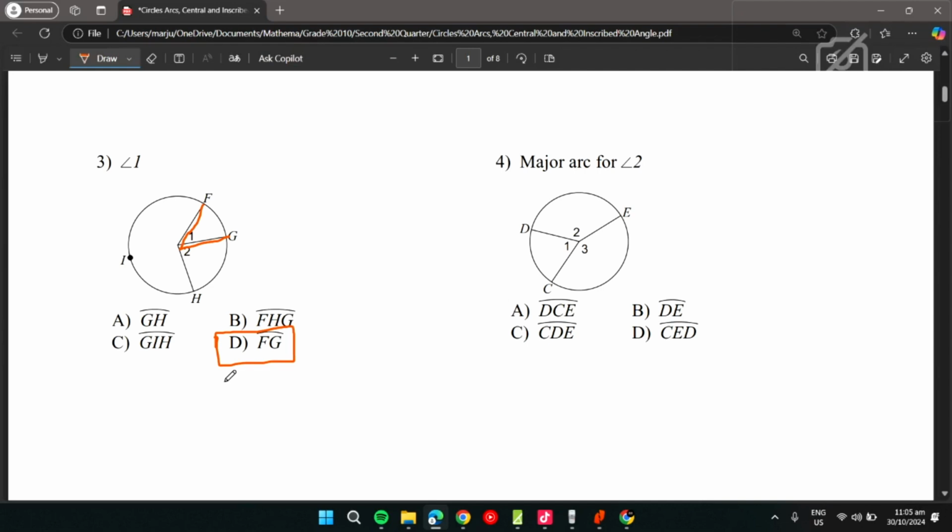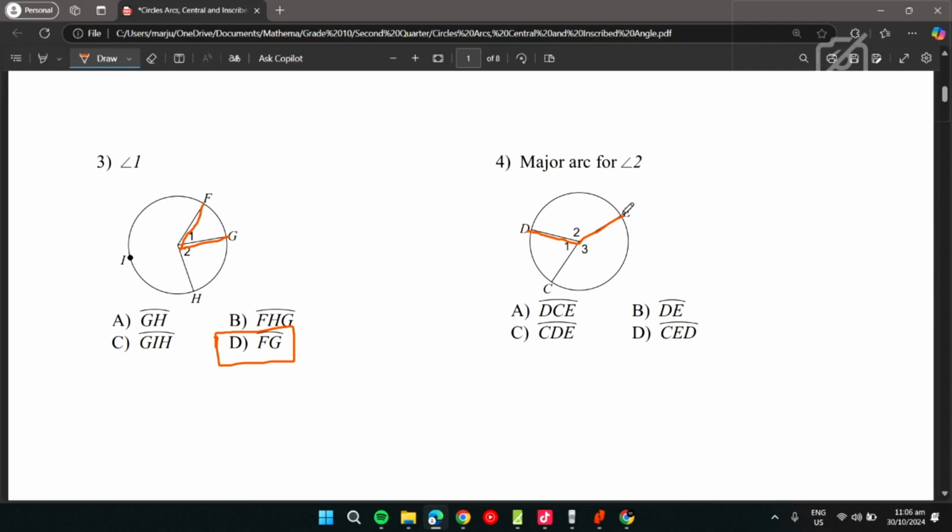Major arc for angle 2. What is the major arc of angle 2? This is angle 2, right? But we are looking for the major arc. So, what could our answer be? Number 4. What is our answer?